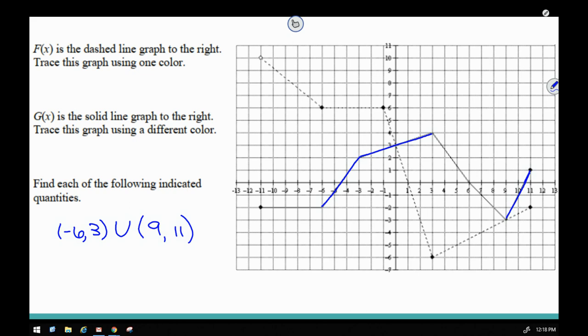Okay, number 2, the intervals of x such that g of x is decreasing. G of x is still the solid one, so I'm going to go through and it's decreasing right there, in between those two that I just did, right? Again, we're not including the endpoint, because we're talking increasing, decreasing, constant. So it's going to be decreasing between 4 and 9? No, 3. Thank you. 3 and 9.